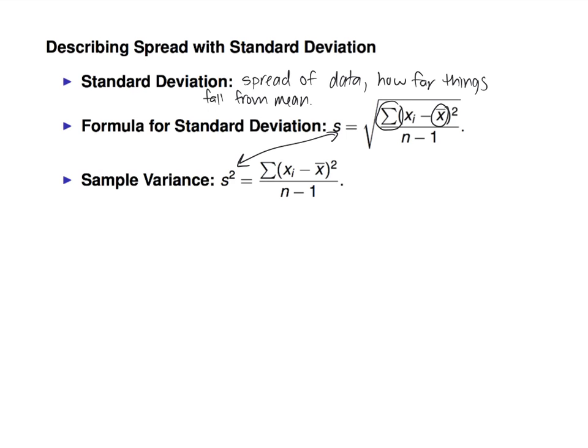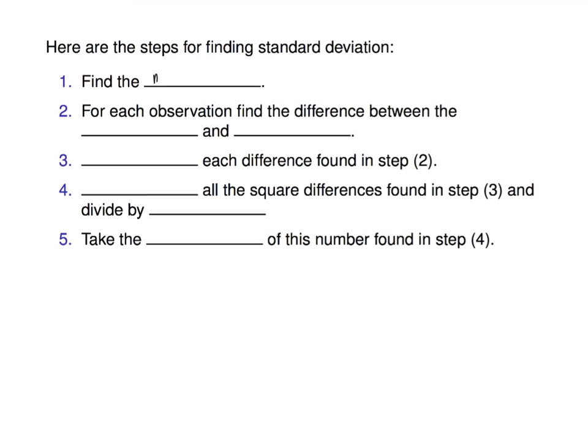But the thing that's useful is to first find S squared, and then take your answer and take the square root of it. Okay? And I'll do an example so you can see some specific numbers. So the first thing to do, find the mean, or X bar. That's going to be used in your calculation. So first find the mean.